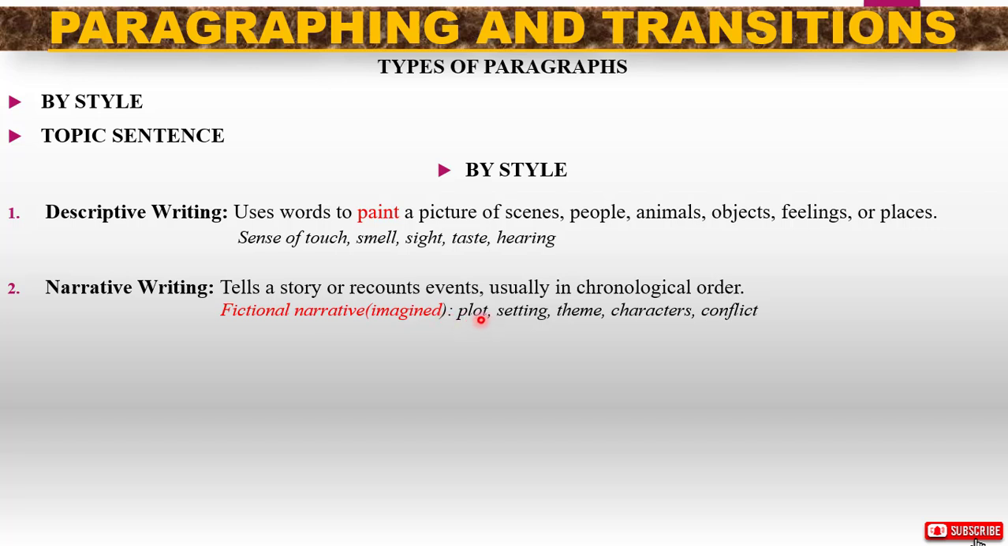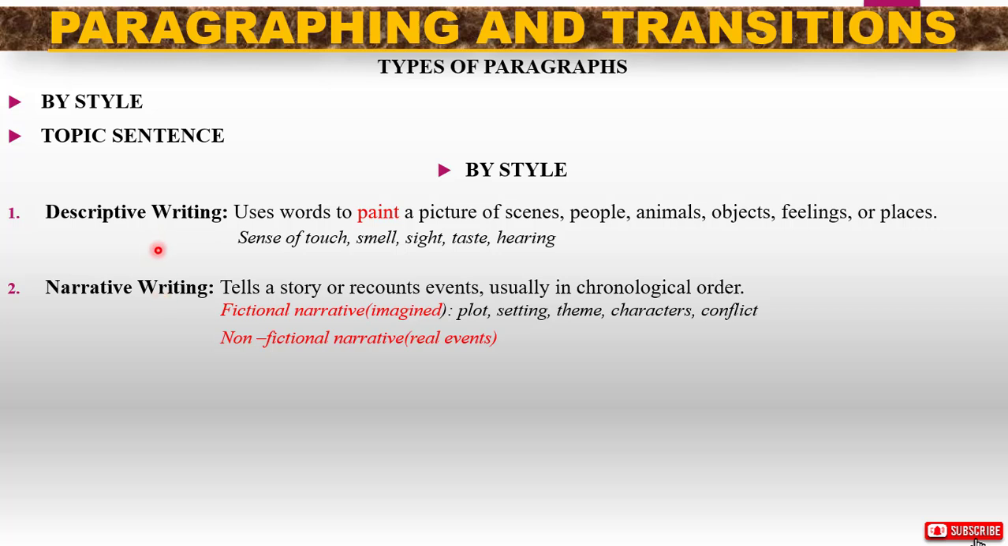It is going to have a plot, how the events are sequentially arranged. It is going to have a setting where it occurred. It is going to have a theme. It is going to have characters, those who play roles in the story. And it is going to have conflicts, disagreements between the characters and other forces. So this is fictional narrative stories. They are imagined or created. Your narrative paragraph can also be non-fictional. These are real events. For example, things that happened in our history.